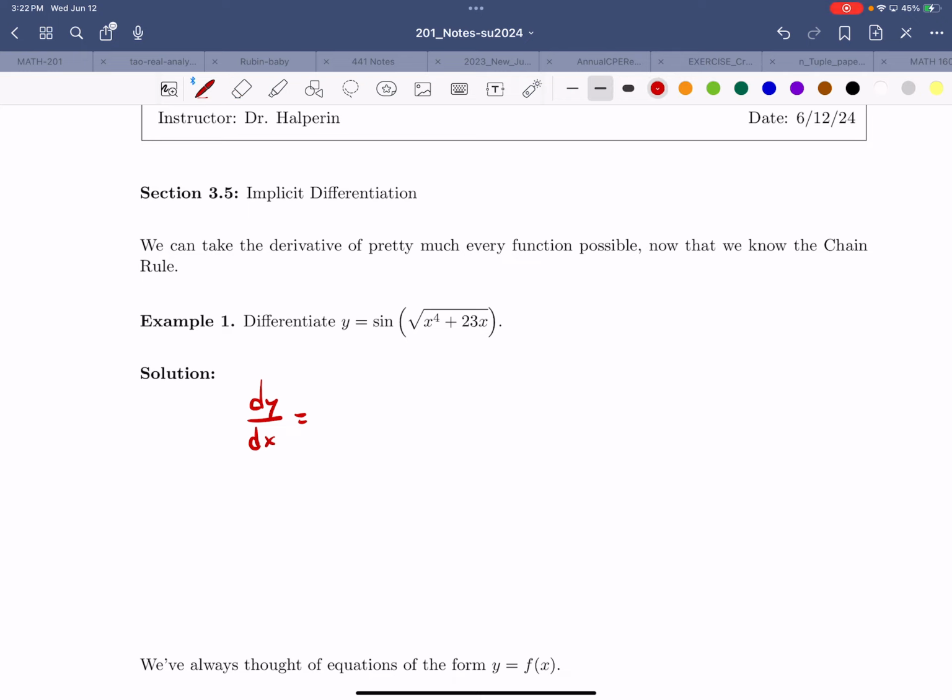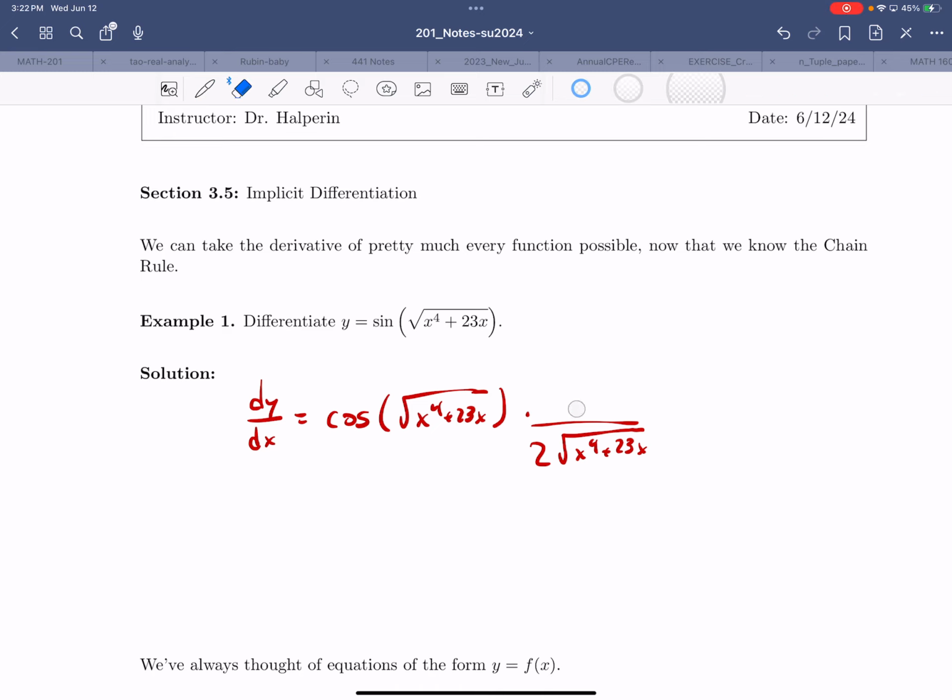All right, to take the derivative of this, we're going to use the chain rule a couple of times. Take the derivative of sine, leave the inside the same. Then take the derivative of the next outermost function, which is in this case the square root. Leave the inside the same. I keep writing 3. And then take the derivative of the next outermost function.